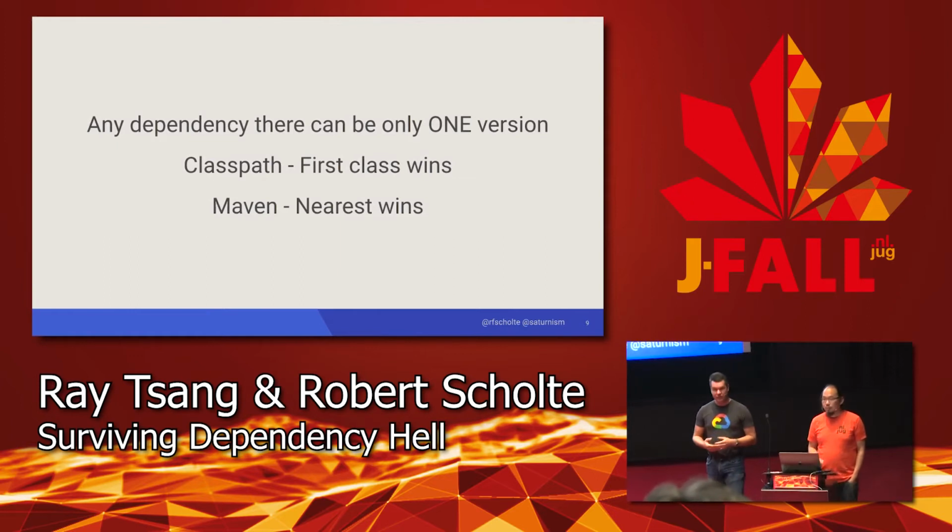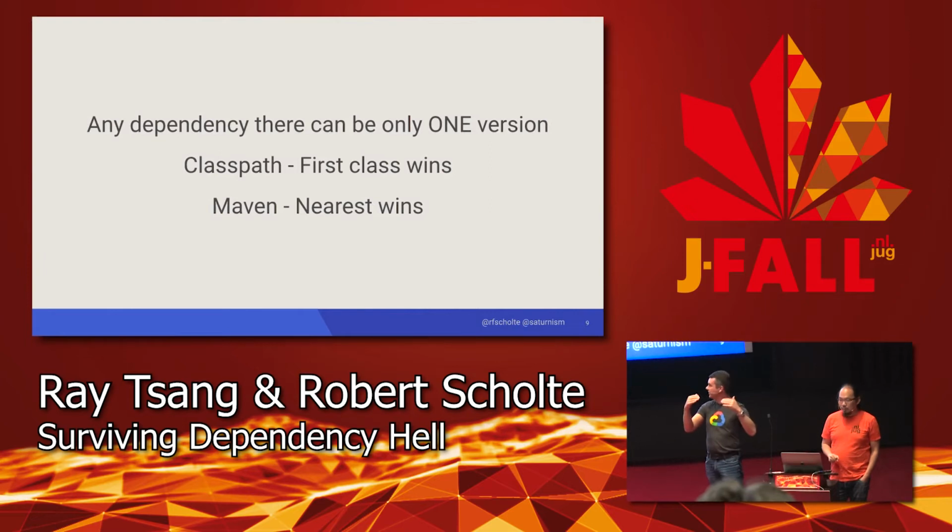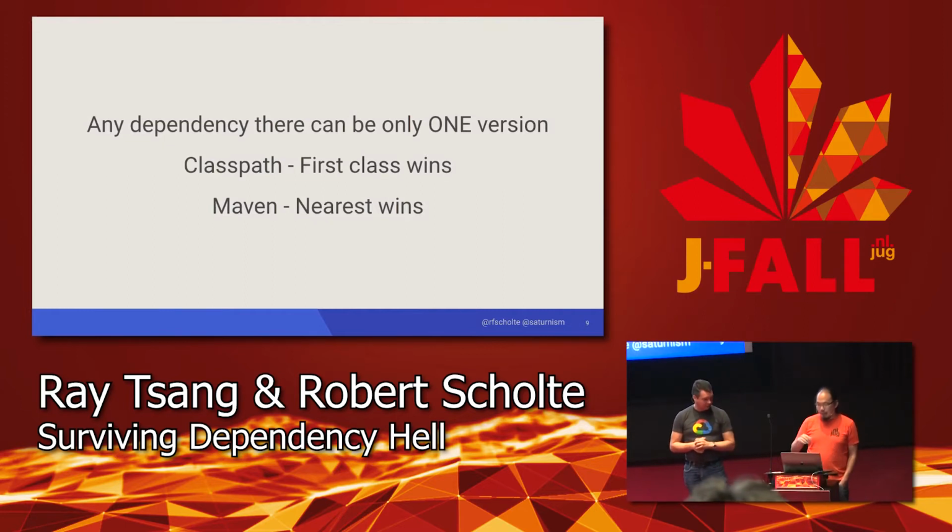Nearest means if you have a complete dependency tree, the direct dependencies are the first level. If it's there, that's the one that's being picked. Otherwise, you go to the next level. And if you have two of the same dependencies at the same level, then it's going to pick the first one.